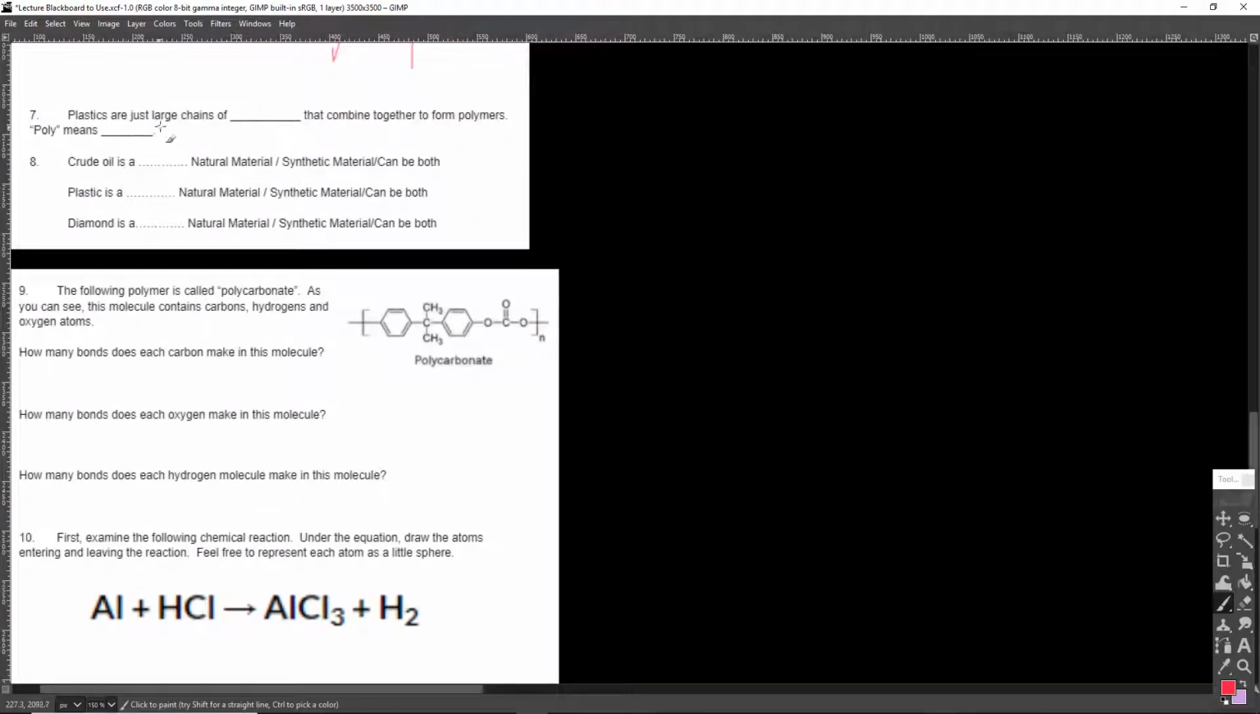Plastics are just large chains of blank that combine together to form polymers. Poly means blank. Well, if you go look at your review sheet, plastics are large chains of monomers.